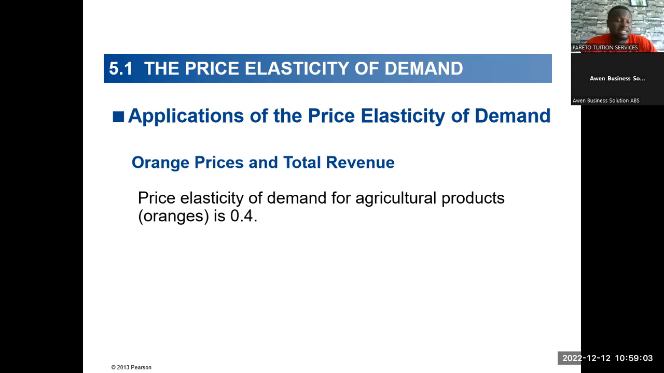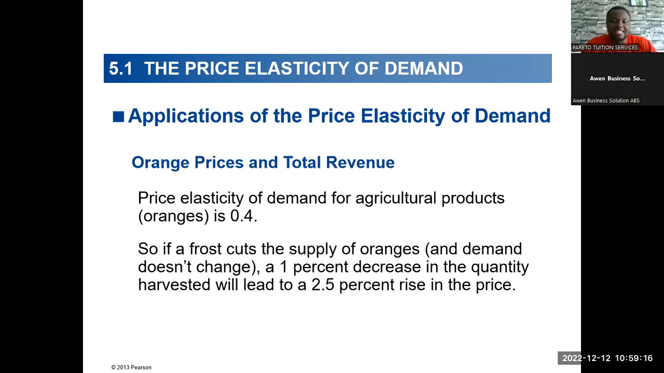So it is a very good concept for economic agents. Individuals need it. Businesses need it. The government also needs it. Now, this is an example. The price elasticity of demand for orange is 0.4. It is inelastic, right?